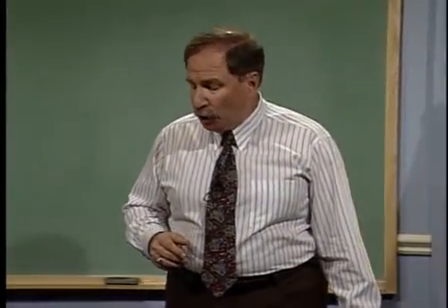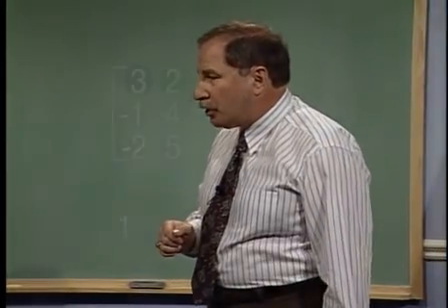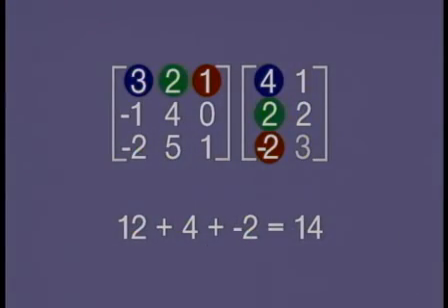Notice that we've multiplied the first row of the first matrix by the first column of the second matrix. Let me say that again. We multiply the first row of the first matrix by the first column of the second matrix. The number of numbers in the first row of the first matrix has to be the same as the number of numbers in the first column of the second matrix. That is, the number of columns in the first matrix must be the same as the number of rows in the second matrix. Otherwise, we couldn't do this.